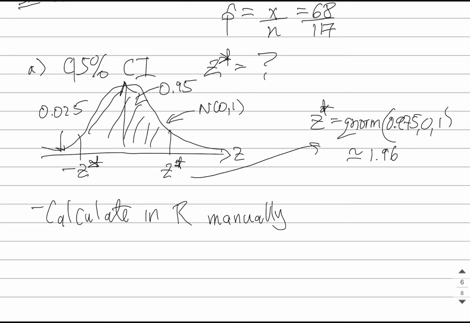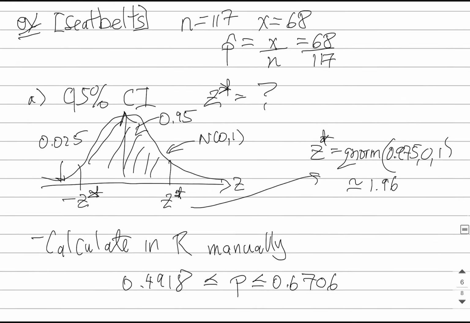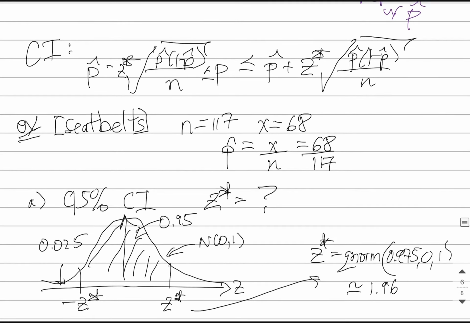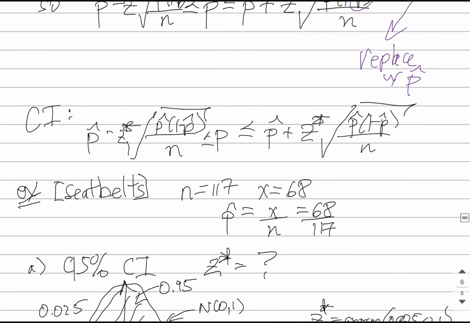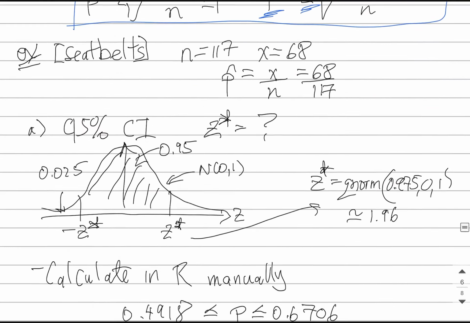And when you do that, you should find that your confidence interval will end up giving you 0.4918 up to 4 decimal places and 0.6706 up to 4 decimal places. Again, the code for R is listed there. It's nothing more than simply using the formula that we developed up here, and manually constructing each of these elements and putting them in.